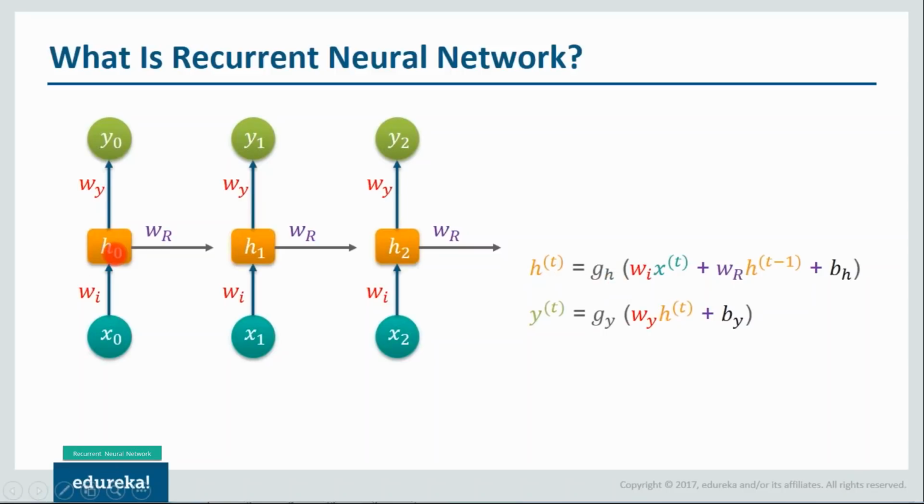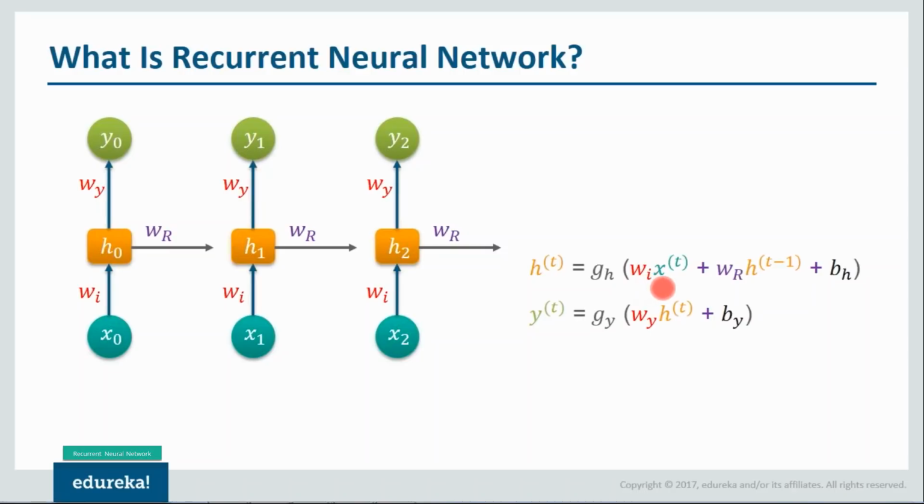After that I want to calculate y0. So for y0 I'll multiply h0 with the weight matrix Wi and I'll add a bias to it and pass it through a function g of y to get y0. Now in the next timestamp, that is at time t equals 1, things become a bit tricky. Now let me explain what happens here. So at time t equals 1 I have input x1. I need to figure out what is h1. So for that I'll use this equation.